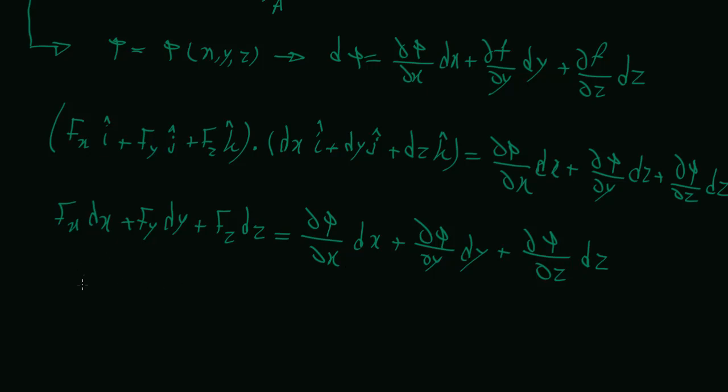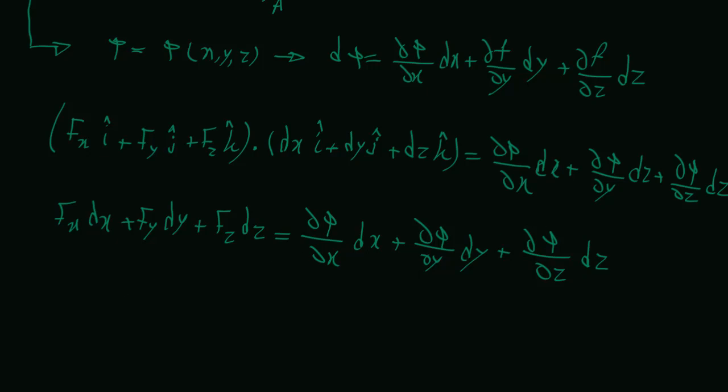So now, in order for this equation to hold true, for the left hand side to be equal to the right hand side, because dx, dy, and dz are independent quantities, the only way this equation can hold true is that the coefficient of dx on both sides of the equation should be equal. So Fx should be equal to the derivative of phi with respect to x. Fy should be equal to this term, and the coefficient of dz should be equal to the coefficient of dz on the right hand side.